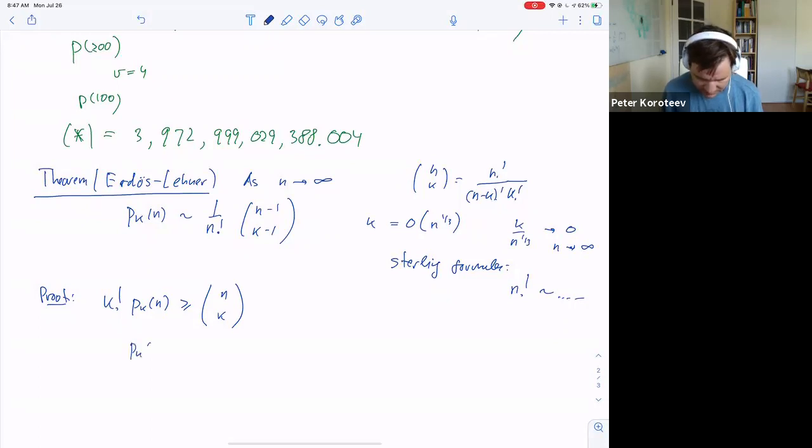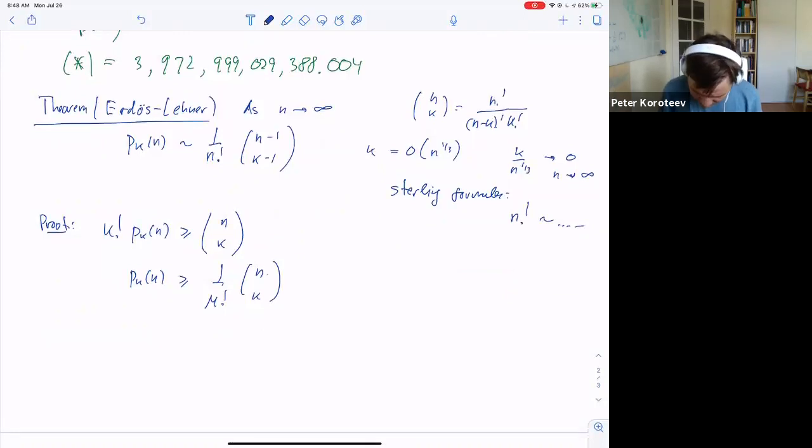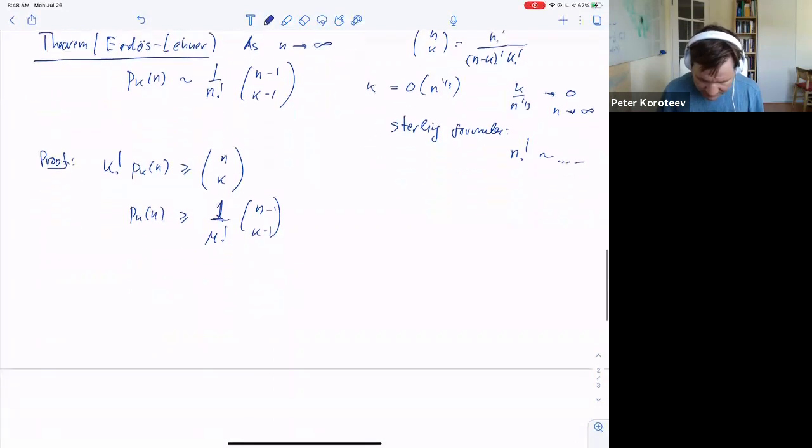Or we can write it as pk of n is greater or equal than 1 over n factorial times n times n choose k. Okay. Now, that's the bound on one side. Actually, we can also put n minus 1, k minus 1 here. You can check that this is even smaller than this. And then the idea of the proof is also to show that pk of n is smaller or equal than this number plus something which is small. Okay. So let's try to constrain it from the other side.